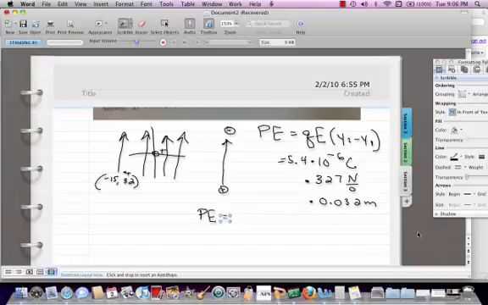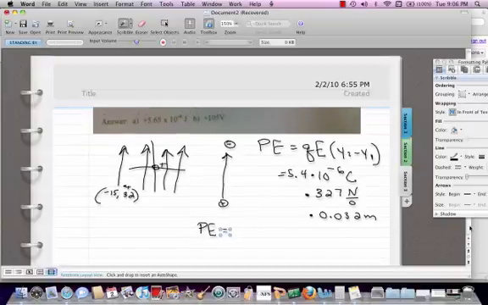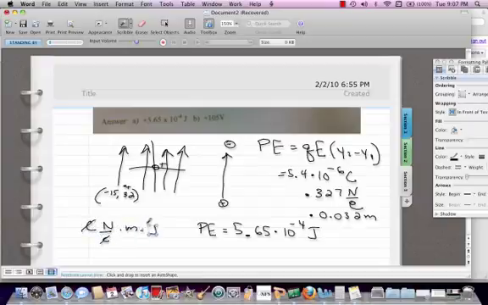And so when I multiply that out, I find that the potential energy equals 5.65 times 10 to the minus 4. And now, let me think, this should be joules. So if I think about my units, this should be newtons per coulomb here. Okay, so I have coulombs times newtons per coulomb times meters. So I end up with Newton meter, and a Newton meter is a joule, unit of energy.